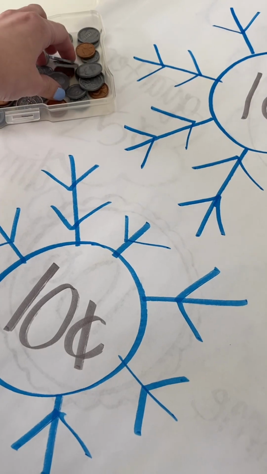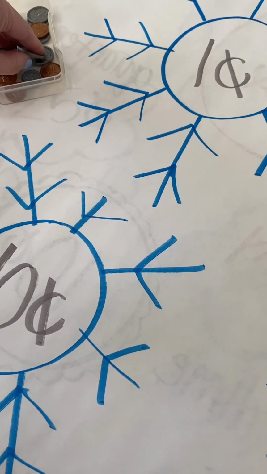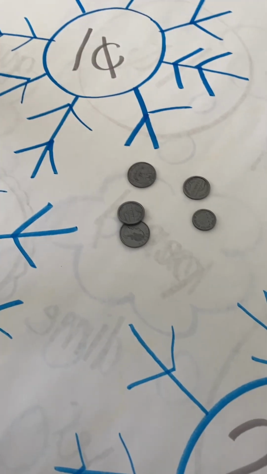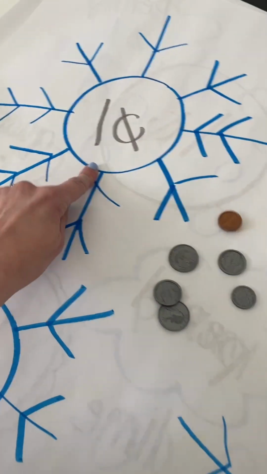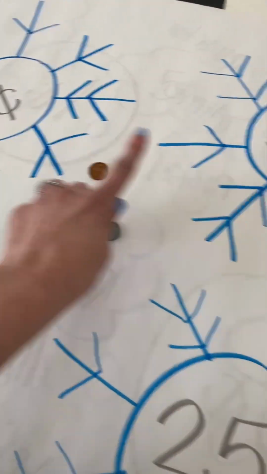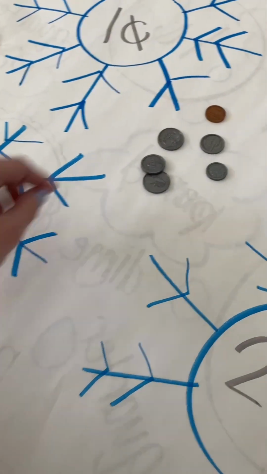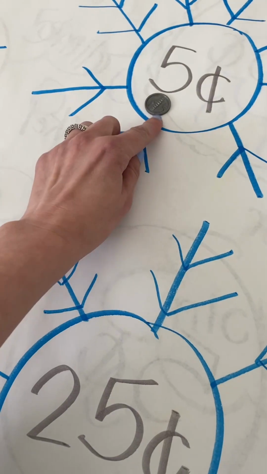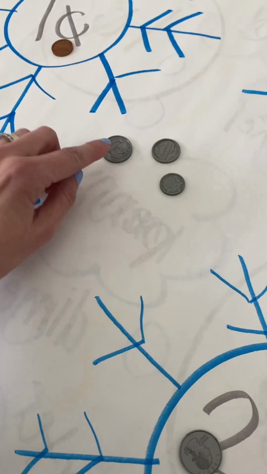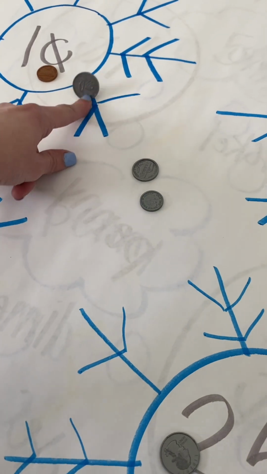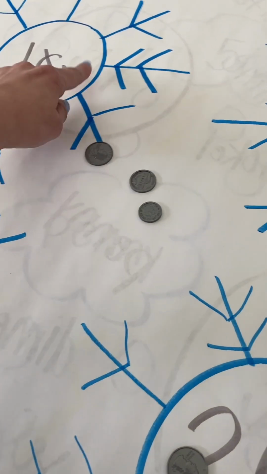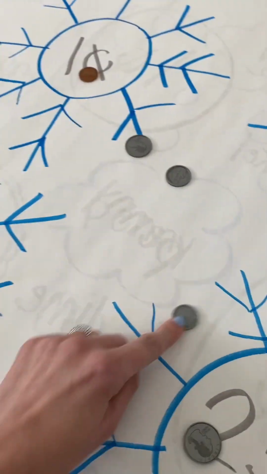Some other options, if you want to make these thematic or go along with the season that you're teaching coins in, you could draw different thematic pictures. So here I just have snowflakes, and then this one they're just identifying the value of each coin. So again, they're just going to match the coin to the value, and they could even put it in the middle of the snowflake or on each individual snowflake piece.